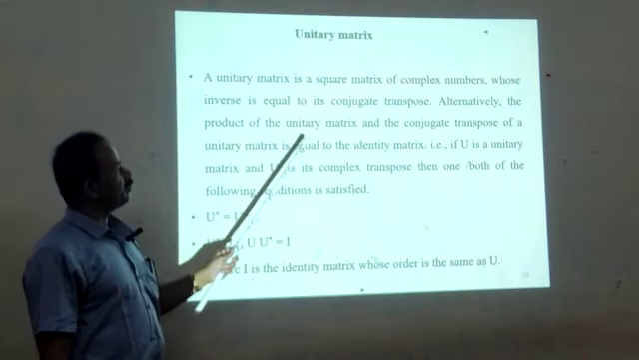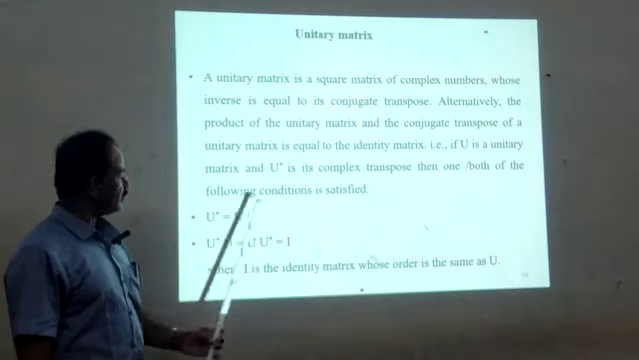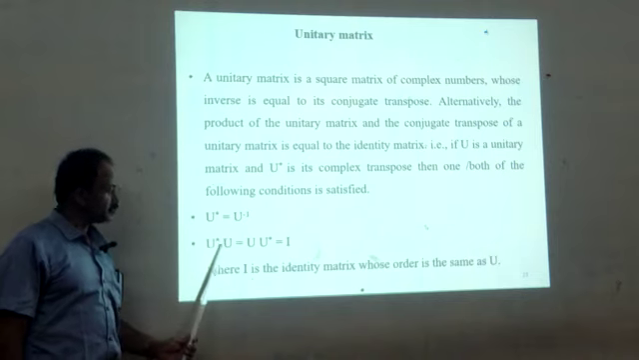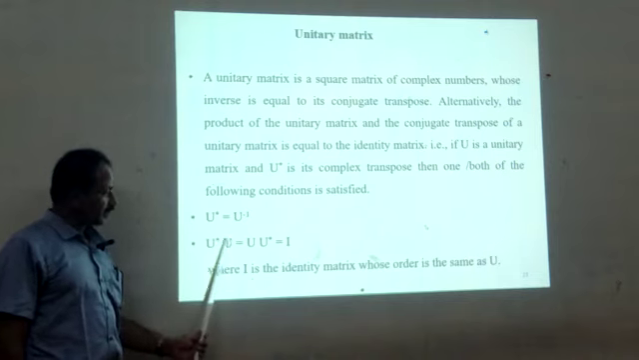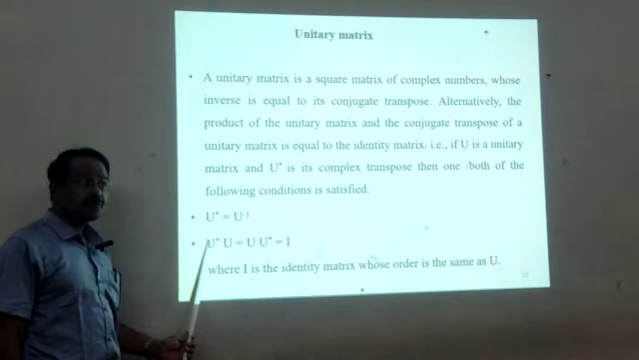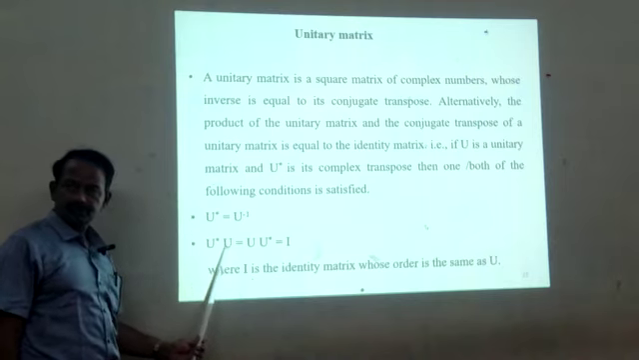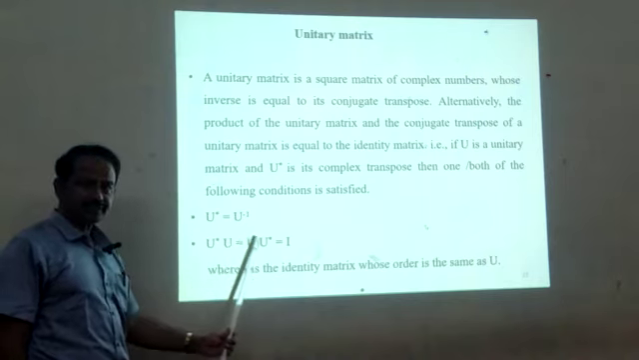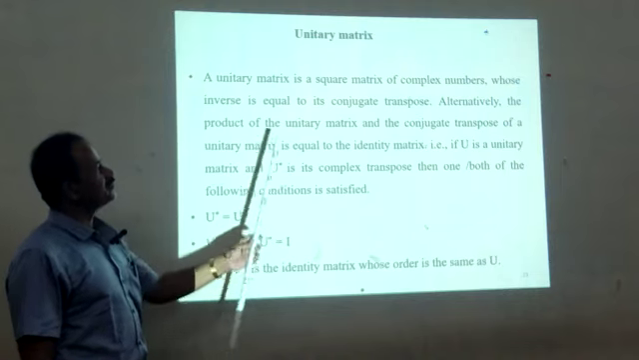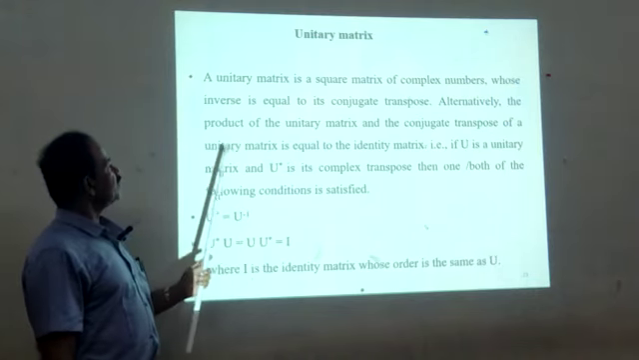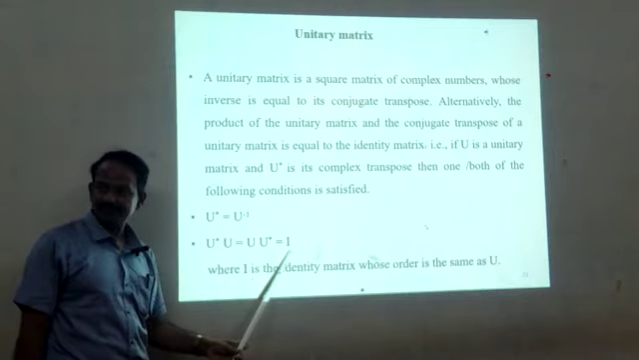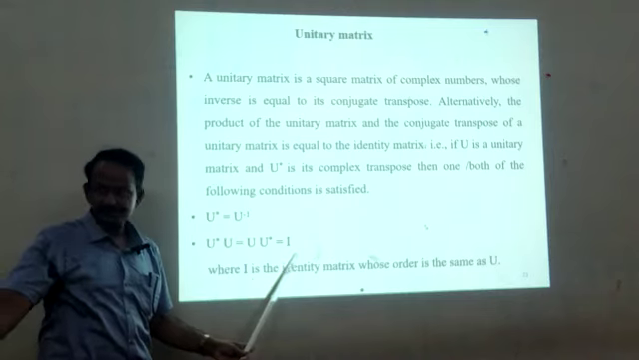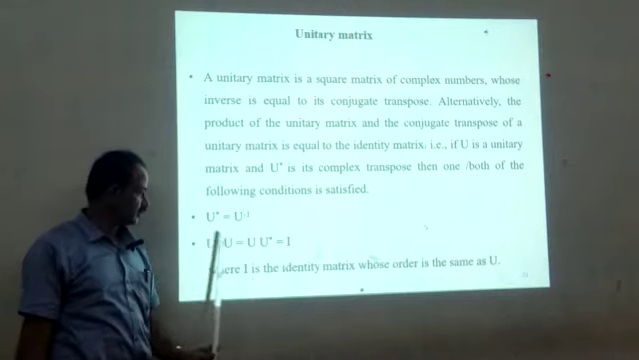Alternatively, the product of a unitary matrix and its conjugate transpose. So you have a unitary matrix and you have its complex conjugate. The product of these two, either way, you will get the identity matrix. The conjugate transpose of a unitary matrix times the matrix is equal to the identity matrix, with 1, 1, 1 on the diagonal elements.